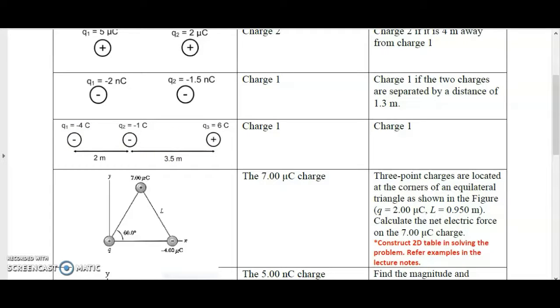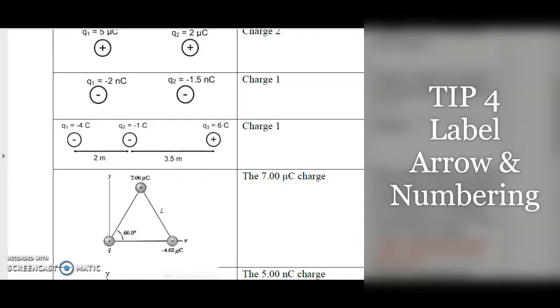Tip number 4. Now it's time for you to sketch the force. The important point to sketch the force is you must label the arrow, because the arrow indicates the direction, whether it's to the left, right, up, down, or diagonally with an angle. And make sure you label the force with the correct numbering. For example, if you're labeling force 1 and 2, and the direction is to the left, make sure you label F1,2 or F2,1. Okay, depends on how you define the numbering.